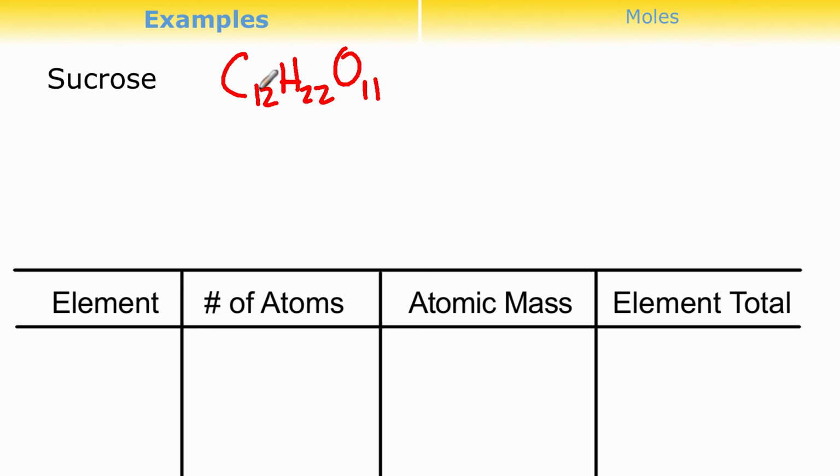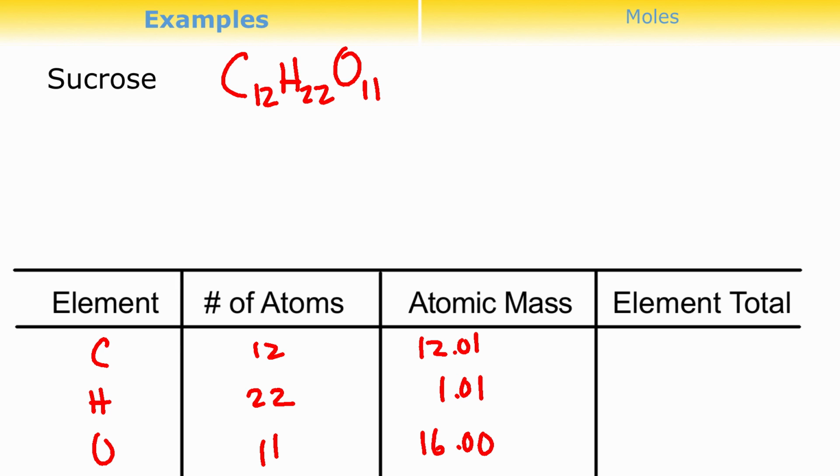So what I do is I just separate them out into each element. So I've got a carbon, I got a hydrogen, and an oxygen. How many atoms of carbon? There's 12. Hydrogen, there's 22. Oxygen, there's 11. So what is the atomic mass of carbon? You look up on your periodic table, it's 12.01. Hydrogen, it's 1.01. And oxygen, it's 16.00. Those are the numbers right off the periodic table.